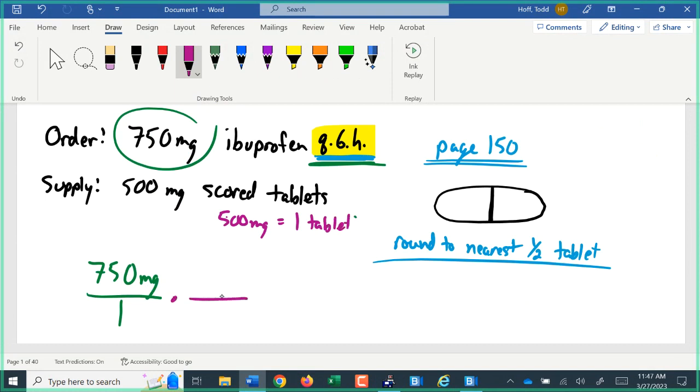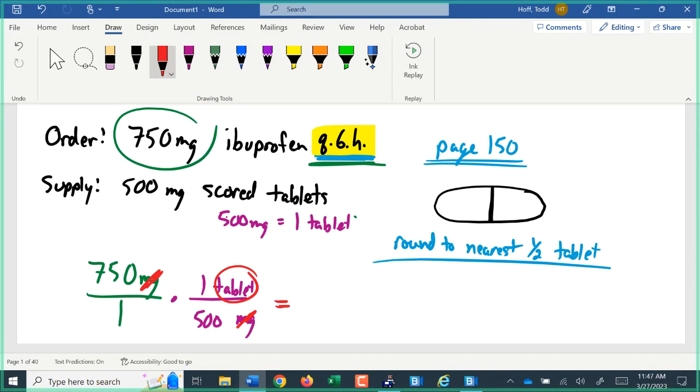So in this next step, I want to get rid of milligrams. So I'll put milligrams on bottom so that they'll cancel out when we multiply our fractions. That's 500 milligrams equivalent to 1 tablet. So now the milligrams will cross cancel out in our calculation. The only unit we have left is tablets. And that's what we're looking for. How many of these tablets do we administer to the patient?